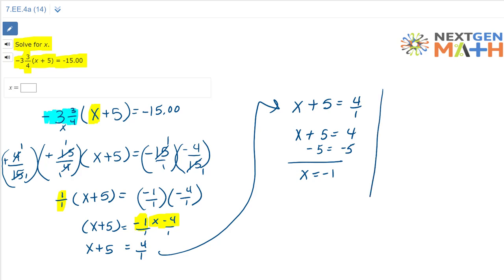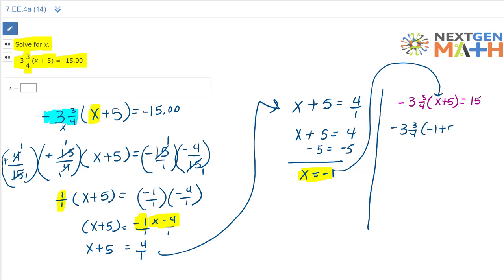So now to check our work, we'll check our work right now. Here's our original equation, negative 3 3/4 times the quantity x plus 5 equals 15. We're going to substitute x equals negative 1. We're going to substitute that in for x right there. So now we have negative 3 3/4 multiplied by the quantity negative 1 plus 5 equals 15. We're going to do a couple things here. We have this negative 1 plus 5. That's going to be equal to 4. I'm going to put that over 1.